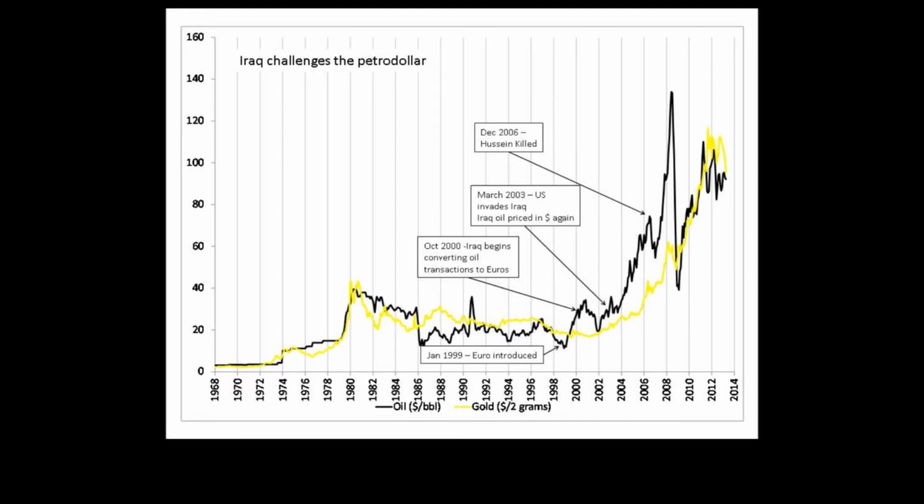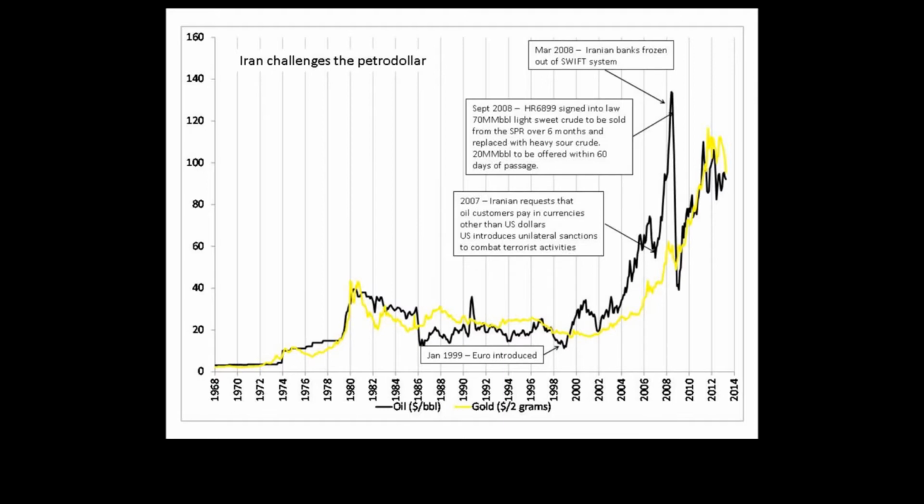Iraqi oil was again priced in U.S. dollars. In December of 2006, Hussein was killed. But Iraq was not the only founding OPEC member that challenged the petrodollar after the introduction of the euro. Iran also openly challenged the dollar in 2007 by requesting that oil customers pay in currency other than US dollars. The US responded by introducing unilateral sanctions against Iran with an effort to get other countries to participate.